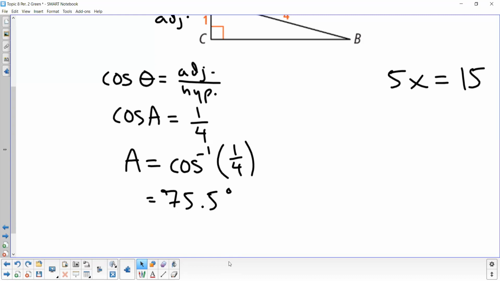Are you guys able to get 75.5? Yes. If not, let me know. It could be a calculator thing or just how you're typing in the buttons. And so in this calculator, if you guys aren't necessarily using the same one, you probably had to do 1 over 4 first, right? For 0.25, and then second cosine. Just depends on the calculator. But ask me if you guys are having troubles. Otherwise, we're going to keep going.